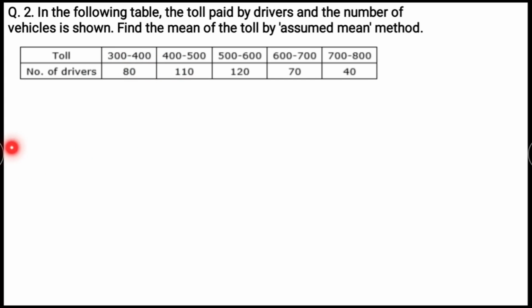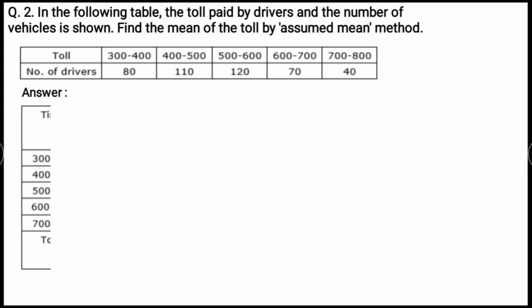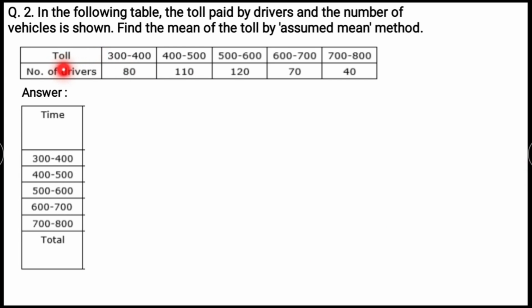So see here in the answer we write in the first column the toll. Here is one printing mistake, we have to write toll here. So the toll paid in interval form: 300 to 400, 400 to 500, 500 to 600, 600 to 700 and 700 to 800. So first we write here the class mark.